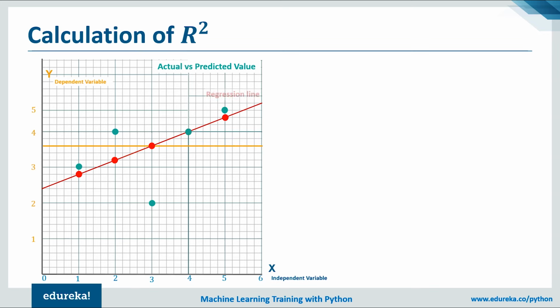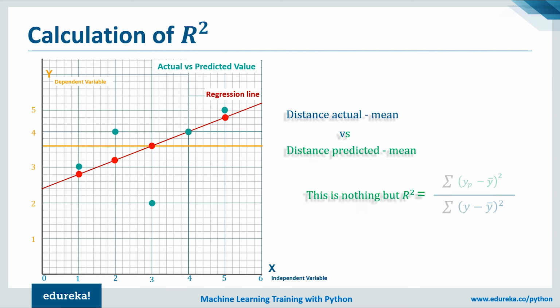Now what you need to do is check and compare the distance of actual minus mean versus the distance of predicted minus mean. So basically, you're comparing the distance of the actual value to the mean with the distance of the predicted value to the mean. That is nothing but R square. Mathematically, you can represent R square as the summation of (y predicted minus y bar) whole square, divided by the summation of (y minus y bar) whole square, where y is the actual value, y predicted is the predicted value, and y bar is the mean value of y.